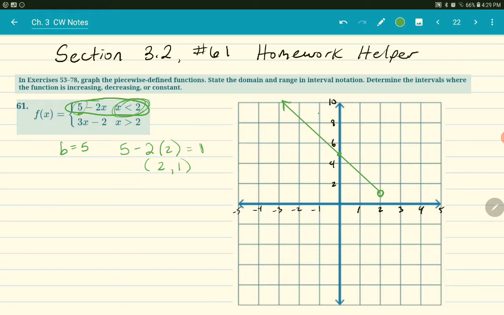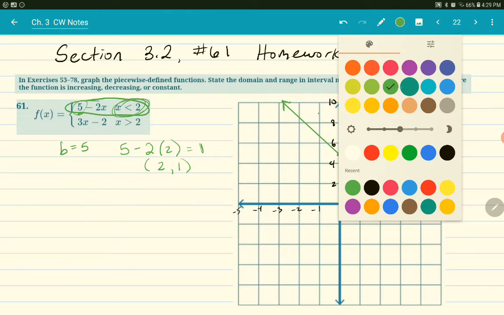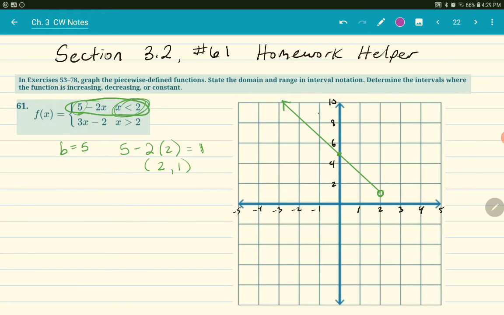Okay, now what about the other line? Let's do the other line in purple. So if I have 3x minus 2, my y-intercept there is negative 2. So my purple function, the y-intercept is negative 2. So that's down here. Oh, wait, I'm sorry, it's not because my graph here is scaled by 2's. There we go.